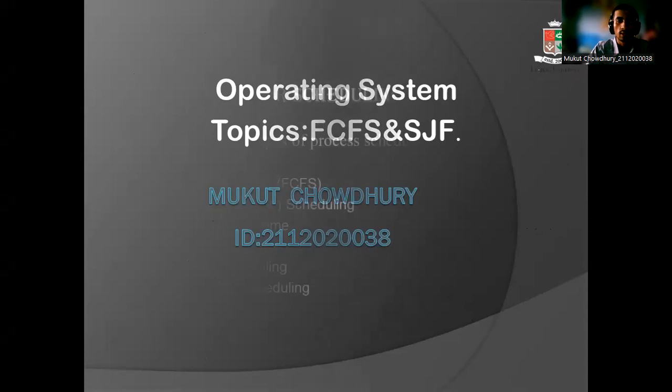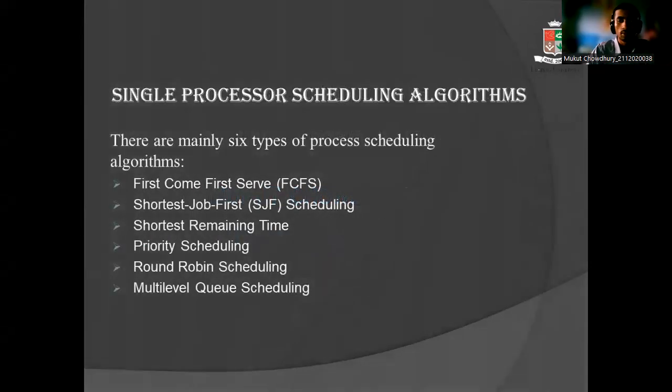We can go to the next slide. FCFS and SJF are part of single processor scheduling algorithms. There are mainly six types of process scheduling algorithms. First is First Come First Serve, then Shortest Job First, which we call SJF, Shortest Remaining Time, and Priority Scheduling, Round Robin Scheduling, and Multi-level Queue. Now I can go to the next slide, which is on FCFS.